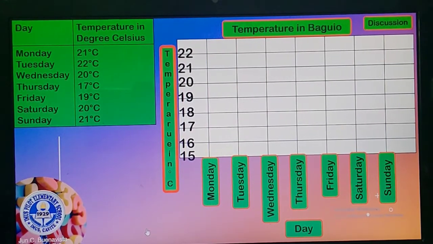So, on Monday, the temperature, class, is 21 degrees Celsius. So, you're going to put a point on Monday and the 21. So, that is here.